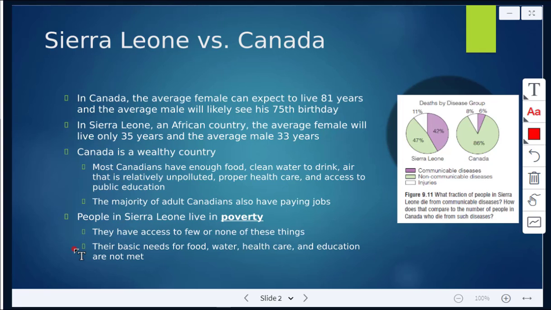So here in this chart, we can see the numbers of communicable diseases, 42% in Sierra Leone versus 6% in Canada. Non-communicable diseases are 47% versus 86% in Canada. All right.